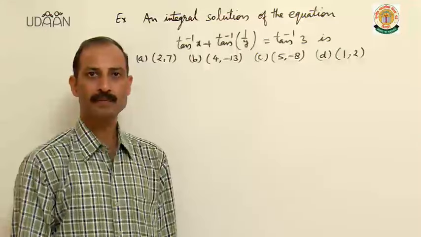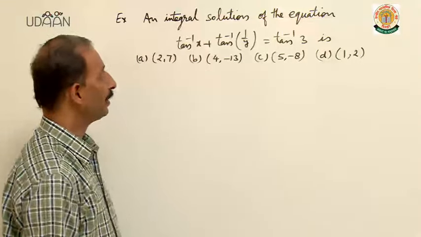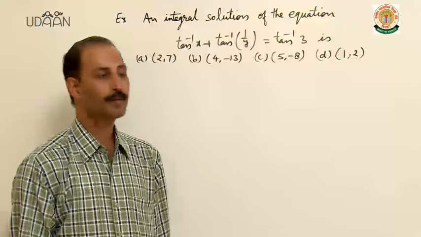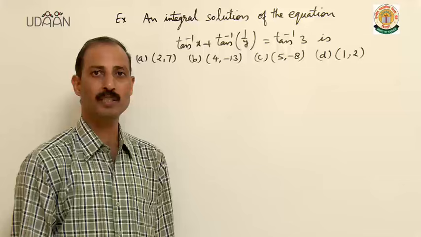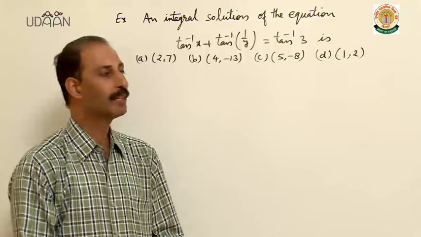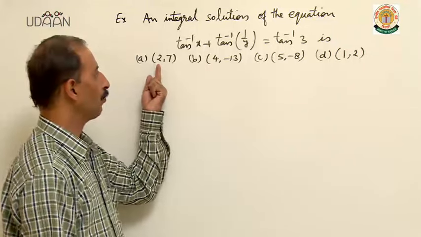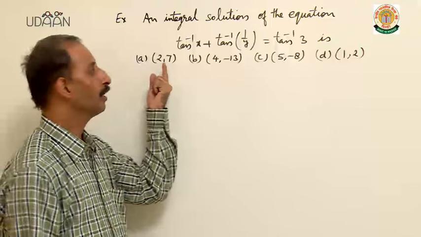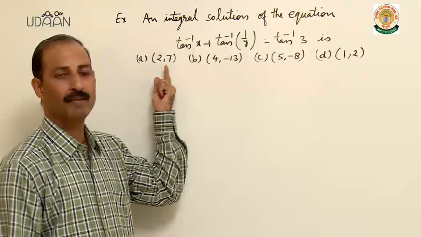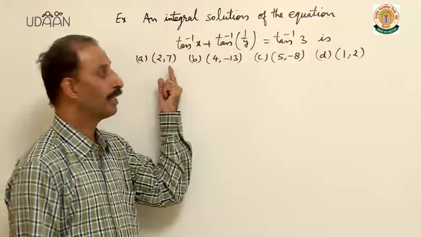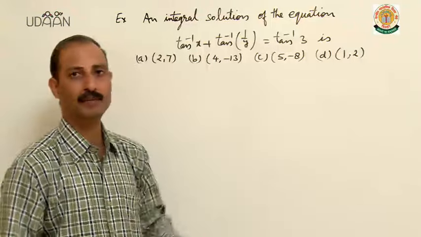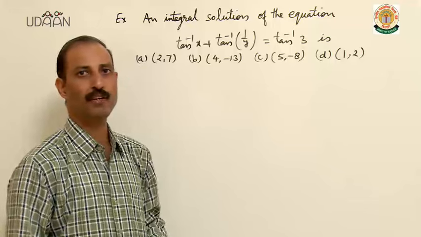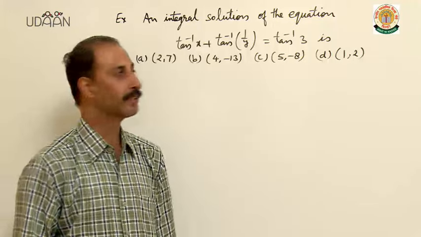In this example, an integral solution of the equation tan inverse x plus tan inverse 1 upon y is equal to tan inverse 3. Now they have given the options. It means first 2, 7 means 2 is the value of x and 7 is the value of y. So integral solution they have given. So you have to check which option is the correct one. Value of x and value of y should be integers.